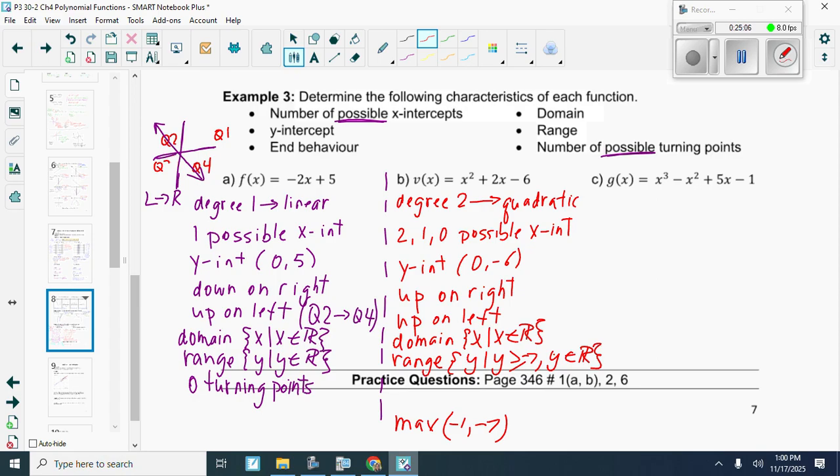How many turning points does a quadratic have? Yes, 1.